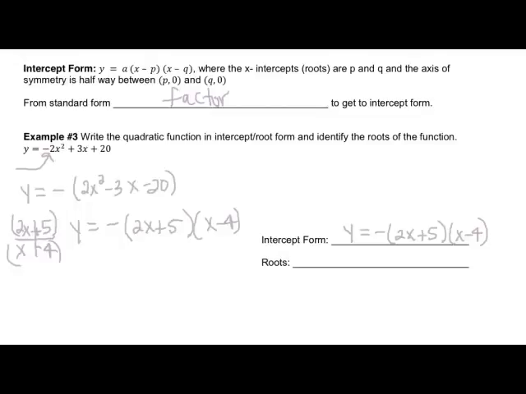So then to find the roots, we just need to set each part equal to 0. So 2x plus 5 equals 0, and x minus 4 equals 0. So x equals a positive 4. And if we solve for x here, we get 2x equals negative 5, so x equals negative 5 halves. So our roots are (negative 5 halves, 0) and (4, 0). So again, to get from standard form to intercept form, we just have to factor, and then we can easily find those roots on our graph.